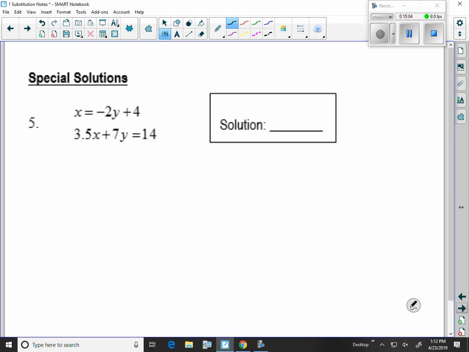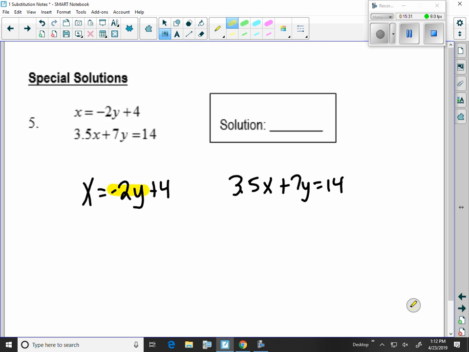Okay? So we have x equals negative 2y plus 4, and then 3.5x plus 7y. Okay, which one is less complicated? Yes, definitely the one on the left. Is it already solved? Yes. Beautiful. Okay. Now, what are we going to do once we have that solved? Substitute it in for x. Okay, so where you have that x on the other, you're going to substitute it in.